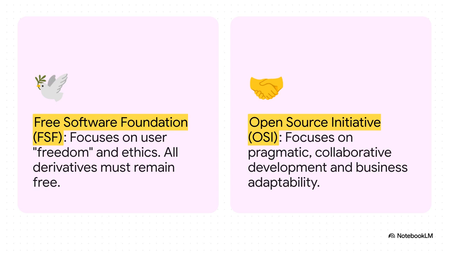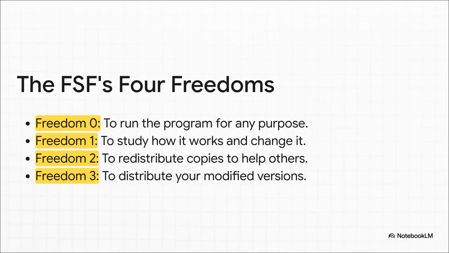But on the other side, you have the Open Source Initiative, or OSI. They're much more pragmatic, more business-friendly. They're focused on the practical upsides of working together. And this philosophical split? It's basically the origin story for all the different types of licenses we're about to get into. The FSF even laid this all out in their 4 essential freedoms.